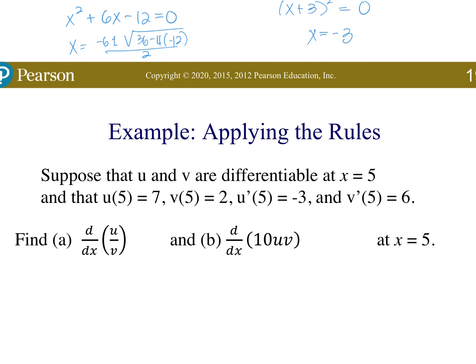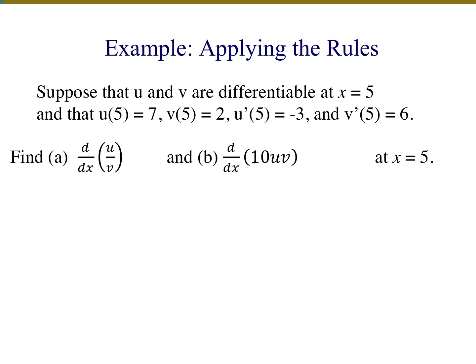All right, last thing. Sometimes you get questions that look like this. You're given 4 values at the beginning. Well, at x is 5, you have 4 different values. You're given 7 and 2 and negative 3 and 6. In other words, you're given 2 points and 2 slopes. You're given the u point of 5, 7. You're given the v point of 5, 2.